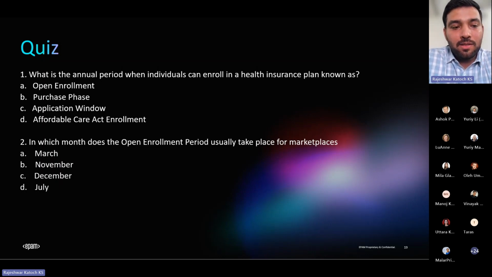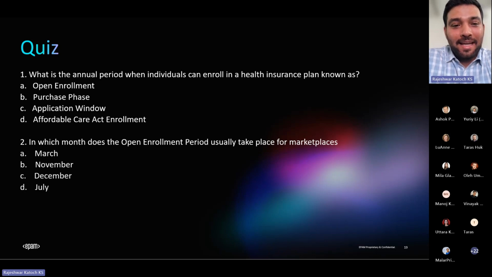The first question is: what is the annual period when an individual can enroll in a health insurance plan? Option A, open enrollment. Option B, purchase phase. Option C, application window. And D, Affordable Care Act enrollment. Any guess on this, guys? Come on, this is a basic question. If it is wrong, it's not a problem. There is a competition between A and C.